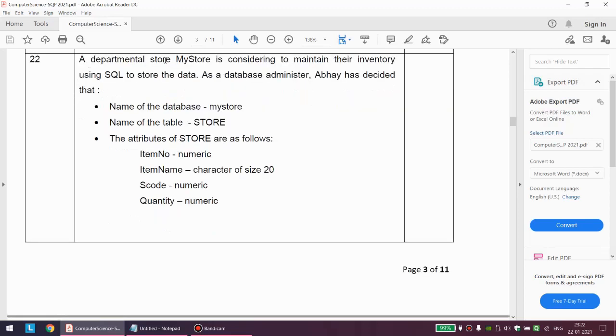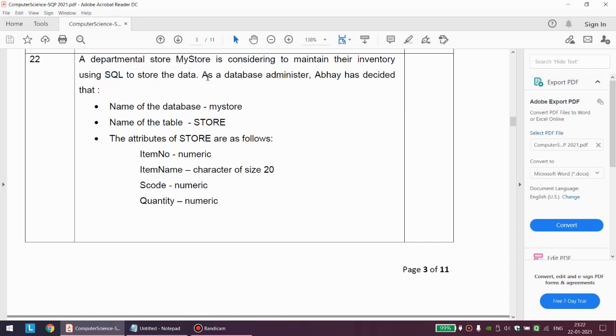A departmental store, my store, is considering to maintain their inventory using SQL to store data. Make sure of the common mistake that some of you made in the mock pre-board examination: this is a normal SQL question. Do not convert it into an interfacing SQL with Python question.